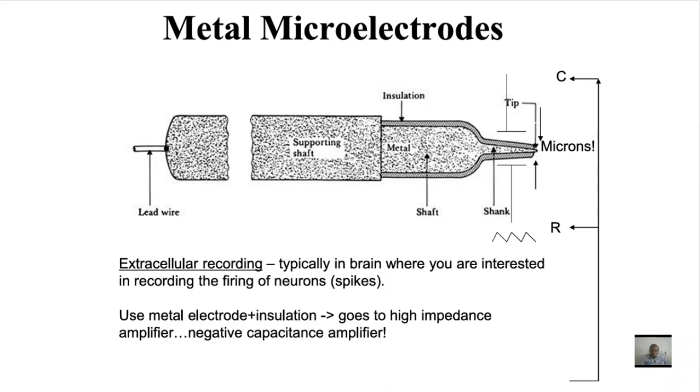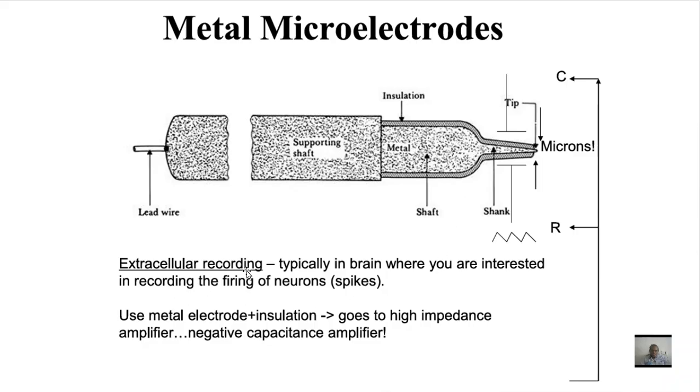The diagram explains the metal microelectrode. This is the lead wire, and this is the micron-level tip. This is the supporting shaft, there is an insulation, and within that we have the metal. The metal acts as a shaft, and at the end of it we have a micro-level tip of metal.